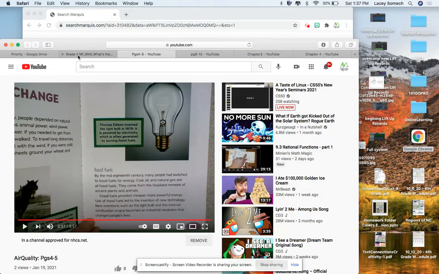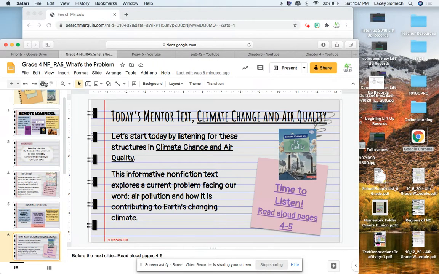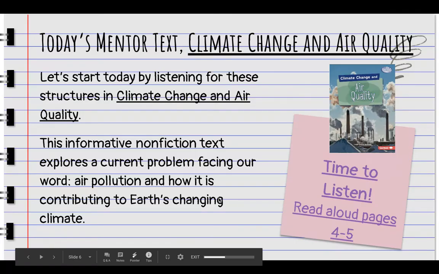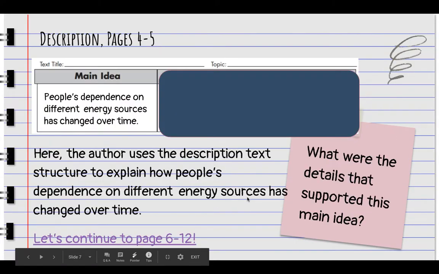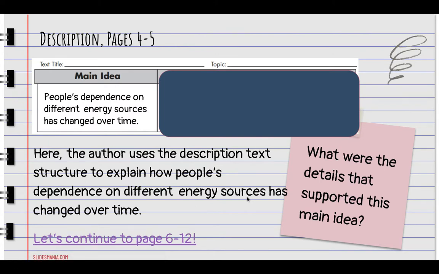All right, so let's head back over to our presentation here as we continue on. So, pretty interesting stuff here. What's great is that the author here uses the description text structure to explain how people's dependence on different energy sources has changed over time. So we need to listen for clues about the effects of these changes, as well as clues pointing out other text structures.